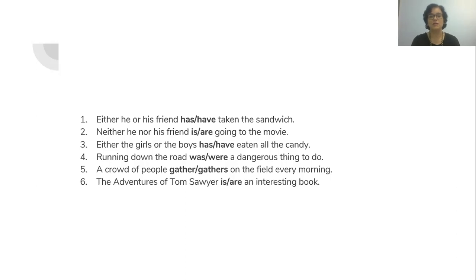What about the fifth one? A crowd of people gather on the field every morning, or a crowd of people gathers on the field every morning. A crowd of people is a collective noun. So, how would you look at it? A crowd of people. So, one full crowd of people. So, you say a crowd of people gathers on the field every morning. What about the sixth one? The Adventures of Tom Sawyer, the name of a book, the title of a book. Is an interesting book or are an interesting book? Is an interesting book, right?